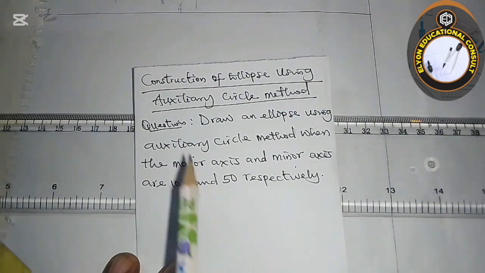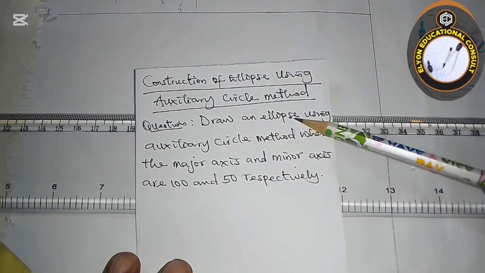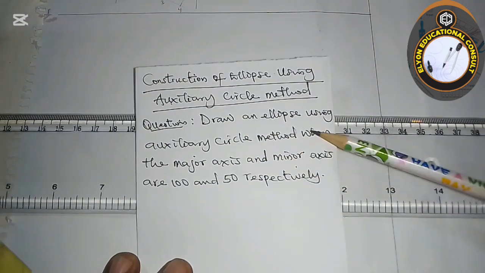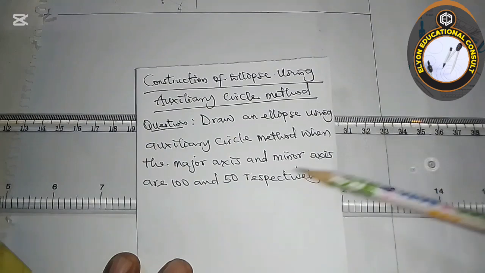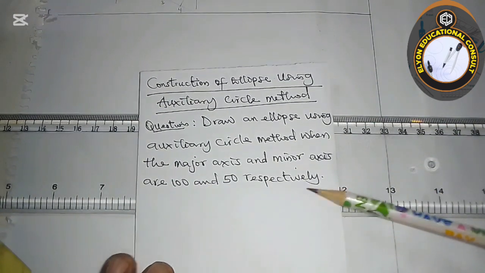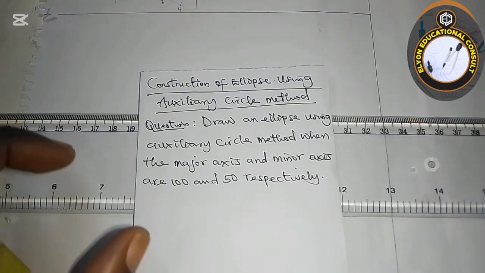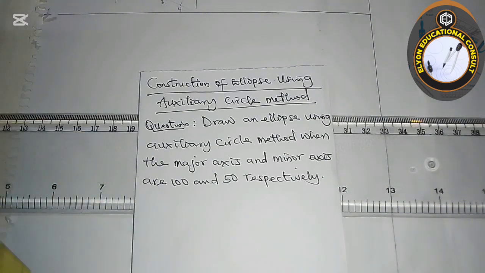In this we have a question here. Okay, let's look at the question first. The question says draw an ellipse using auxiliary circle method where the major axis and minor axis are 100 and 50 respectively. So you have to know all the different methods that are available for drawing ellipse. Like the question is specific. They want us to use auxiliary circle method, or we call it concentric circle method.